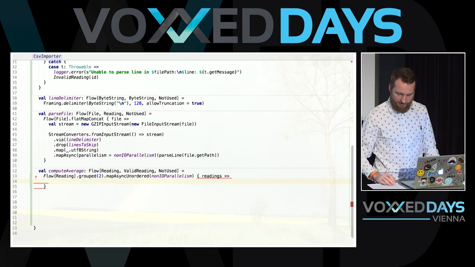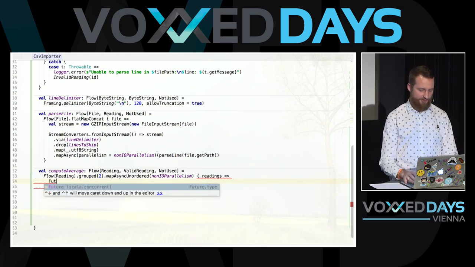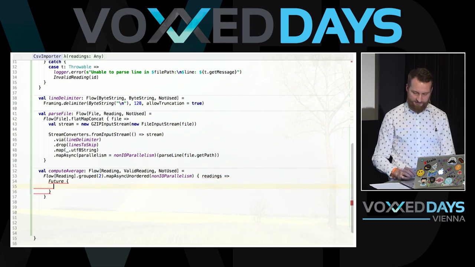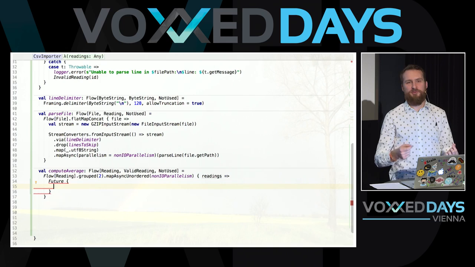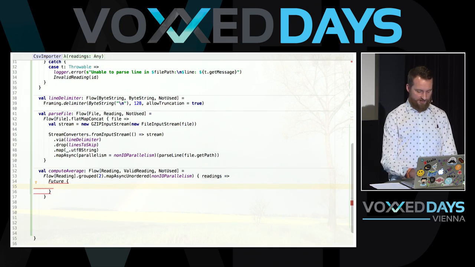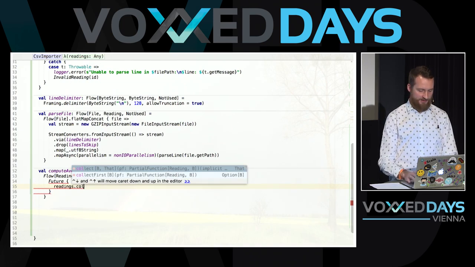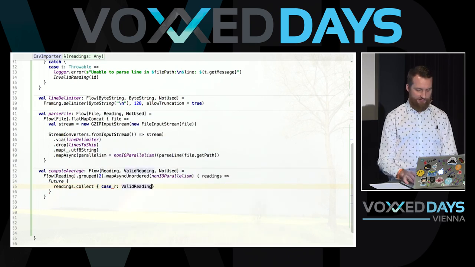So what we want to do with the readings, since we're doing it asynchronously, is wrap everything in a future. The first thing we want to do, to compute the average, is extract the valid readings, because the invalid ones don't have a value, so they won't be useful for computing the average. So we'll take our readings, now do a collect operation.